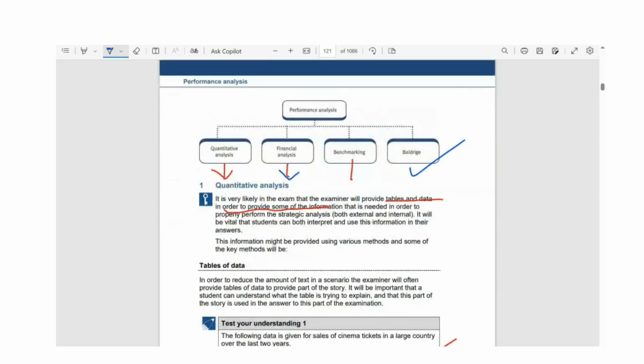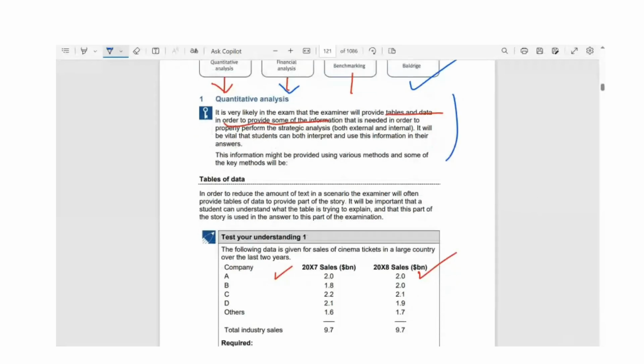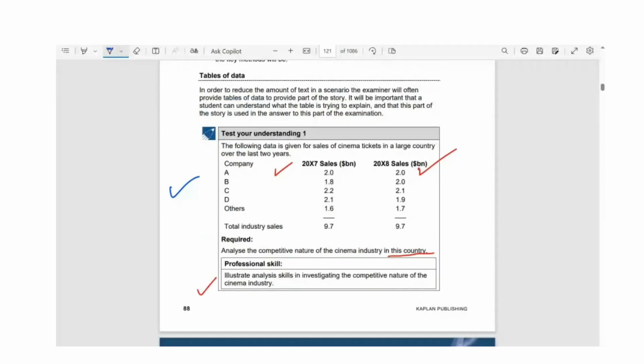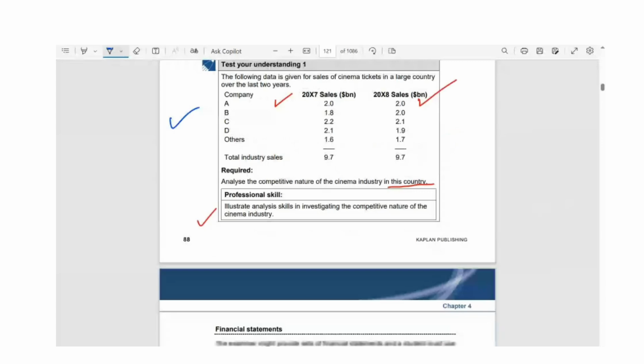Quantitative analysis is a table and data that provide some of the information. This is needed according to the scenario details. This is an example of a scenario. It's mentioned that this type of data is given in your exam question. So we will see in detail in our revision classes how it gets solved and how to make all these notes.